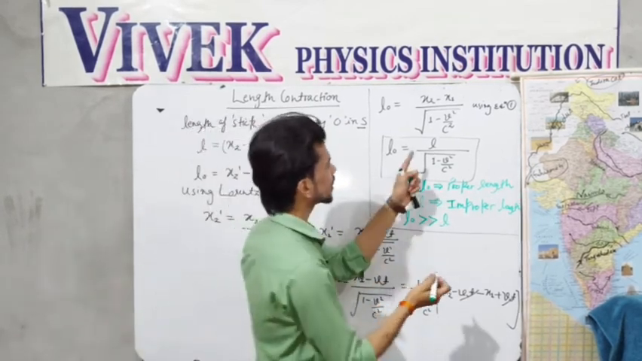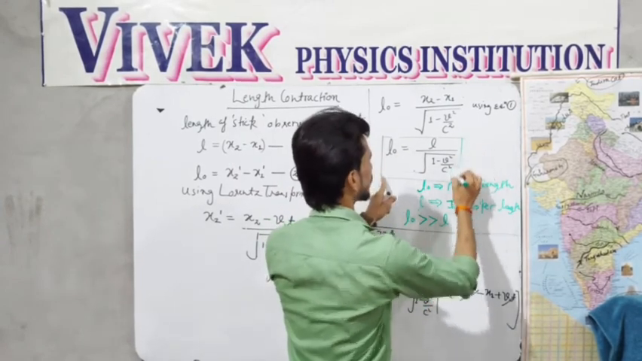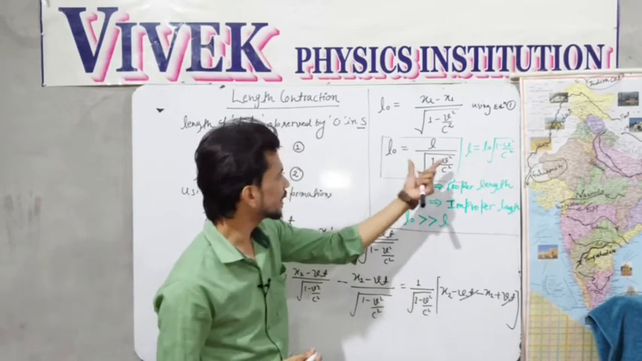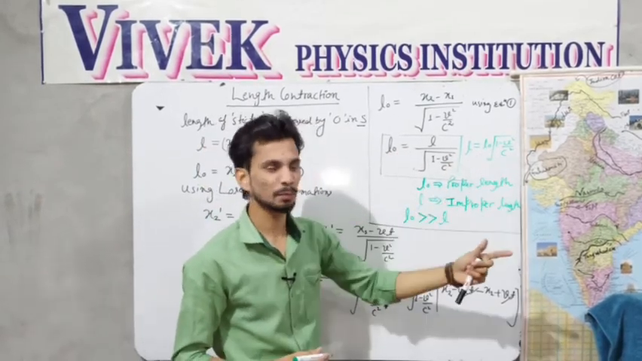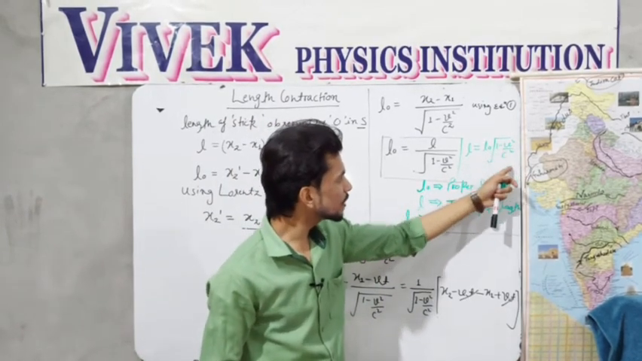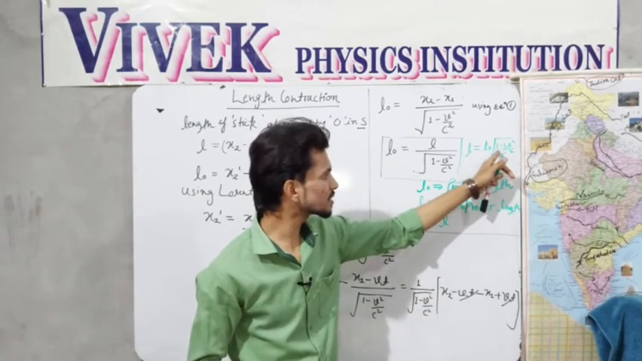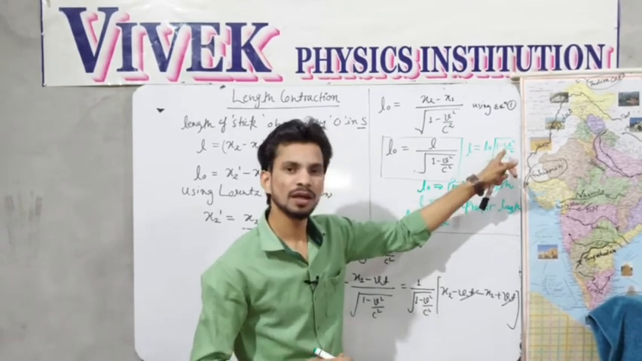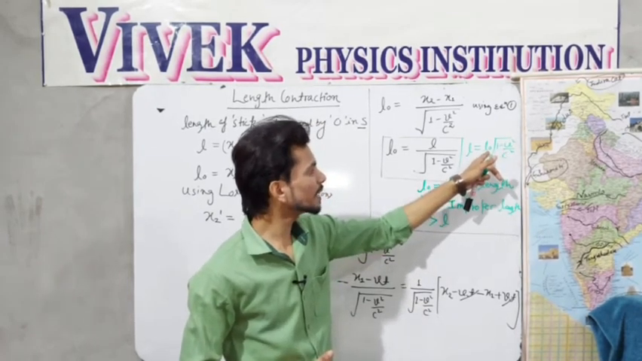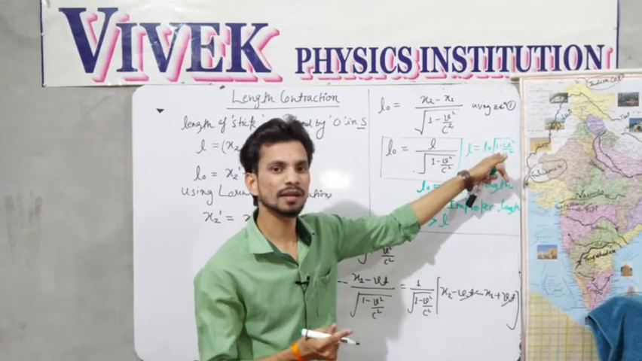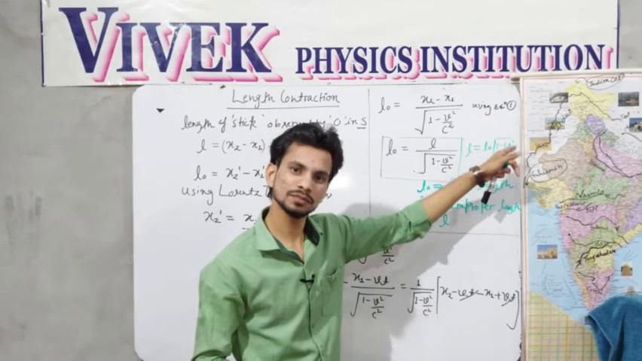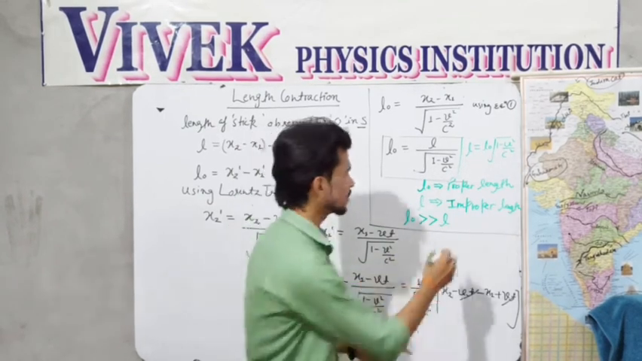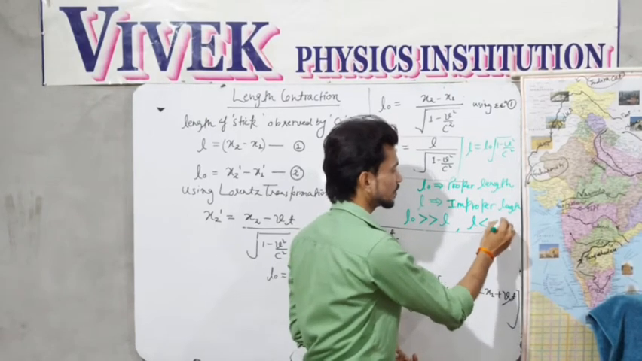Vice versa, you can put the value of L equal to L naught times under root 1 minus v square upon c square. I have multiplied this factor with L naught. Now let's understand it this way: this factor 1 minus v square upon c square is less than 1, because something is being subtracted from 1. So whenever we multiply the actual length L naught with a quantity smaller than 1, the result becomes less. It means that L is less in comparison to L naught. So in this way we have obtained L is less than L naught.